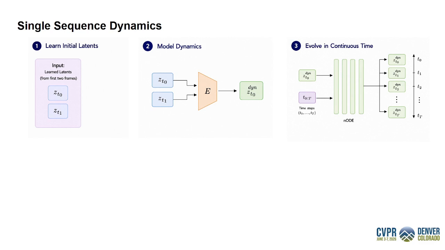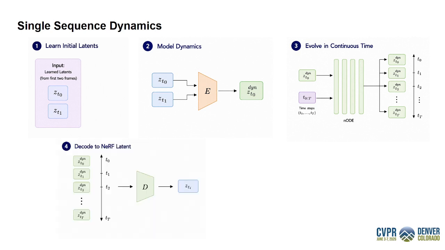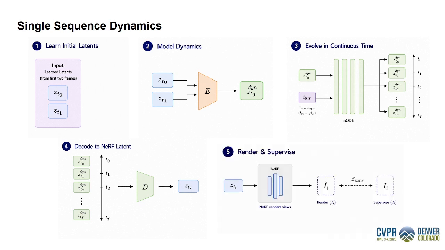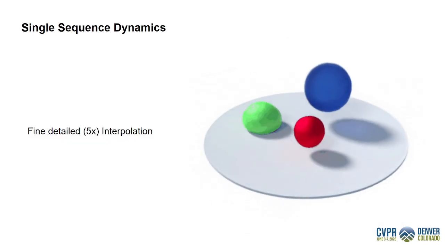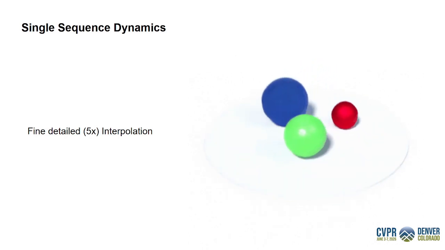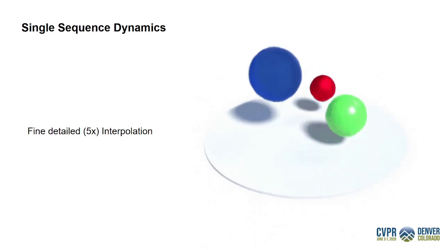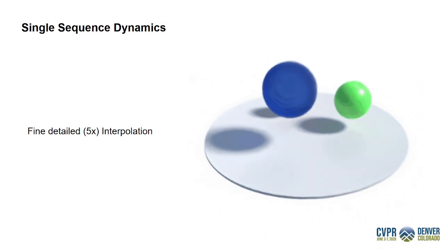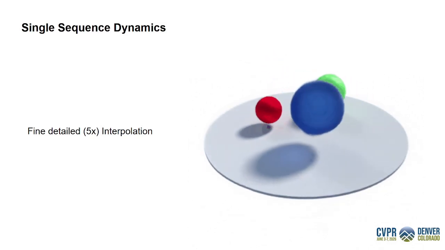The neural ODE takes the latent code along with multiple time steps to generate multiple latent codes corresponding to each time step. The generated latent codes are passed through a decoder from which we sample one latent code. That sampled latent code is passed through a NeRF which renders an image. That rendered image is then supervised with the ground truth. Here is a qualitative interpolation result. We show 5x interpolation, which means we're interpolating 5 frames between two consecutive frames of the training set.